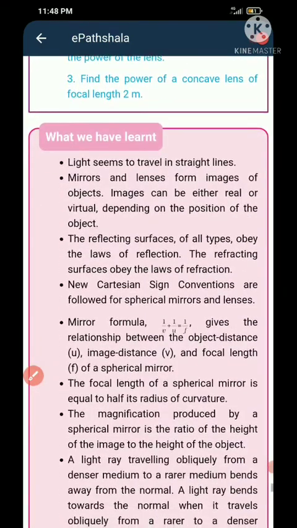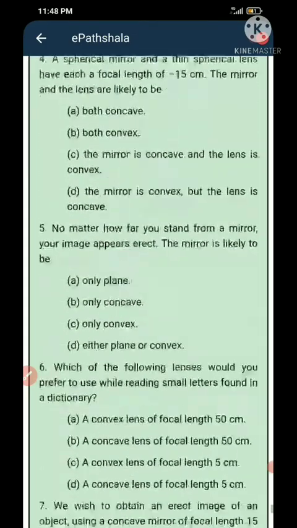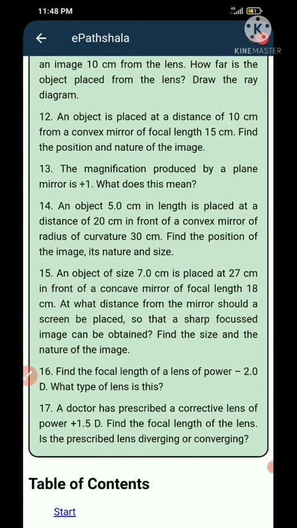This is the question. What you have learned, do the practice. More questions. We will also solve these questions.